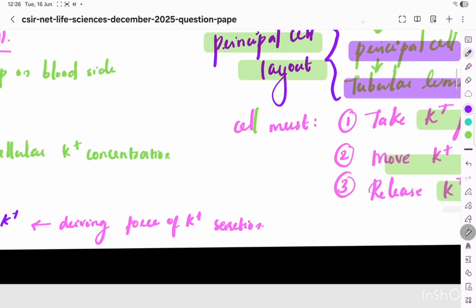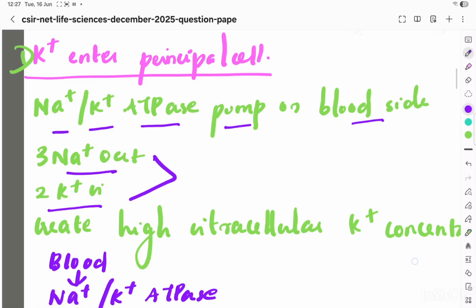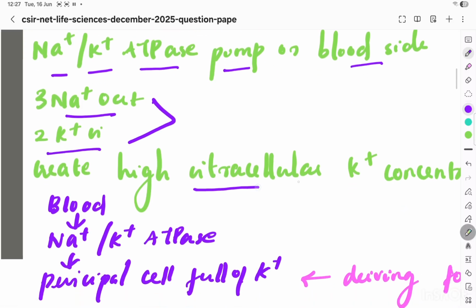Moving on, we check how K+ enters the principal cell. That is the first step. From the blood side, the K+ ion enters the principal cell. How does it occur? There is a pump, the Na+/K+ ATPase pump, on the blood side, on the basolateral side. Using this pump, 3 Na+ go out of the cell and 2 K+ enter the principal cell.